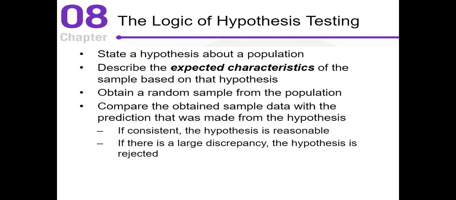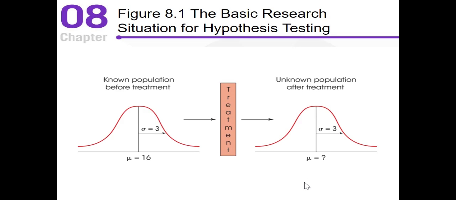When it comes to how we engage in hypothesis testing, we first state a hypothesis about a population. Then we describe the expected characteristics of the sample based on that hypothesis. We obtain a random sample from the population and compare the obtained sample data with the prediction that was made from the hypothesis. If it's consistent, the hypothesis is reasonable. If there's a large discrepancy, the hypothesis is rejected.